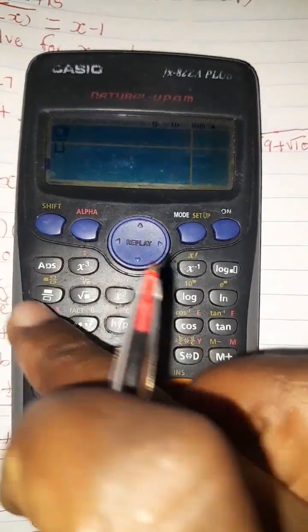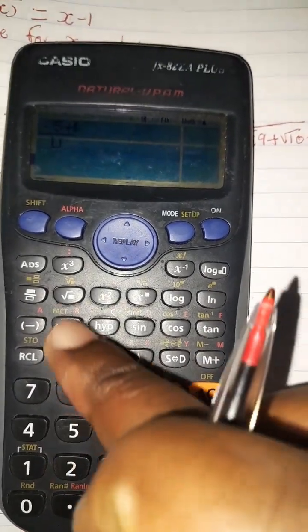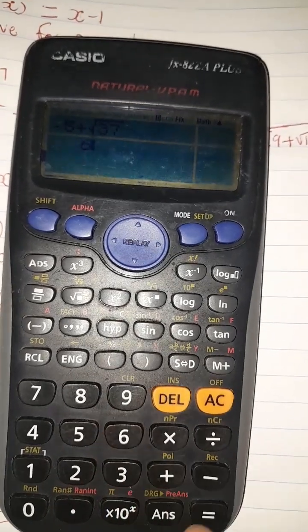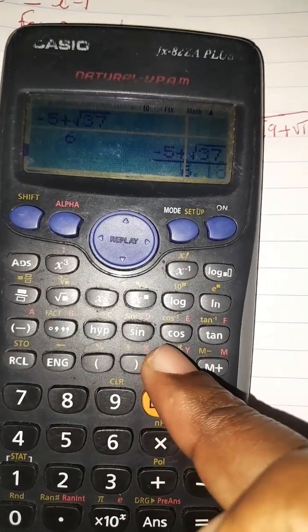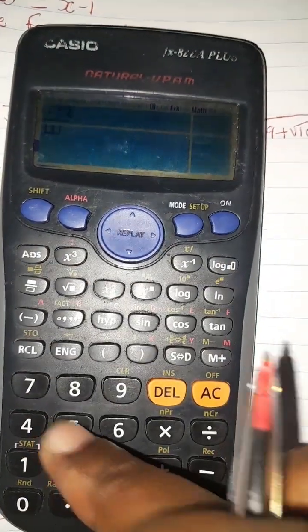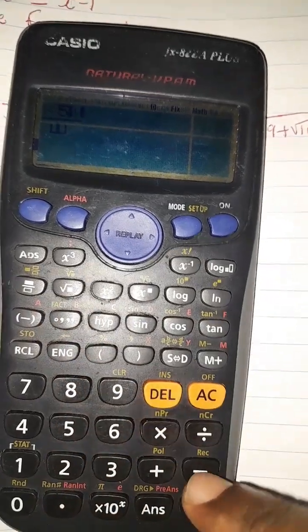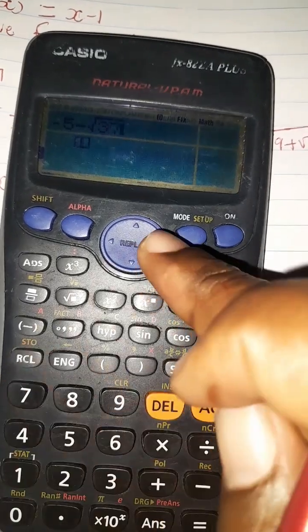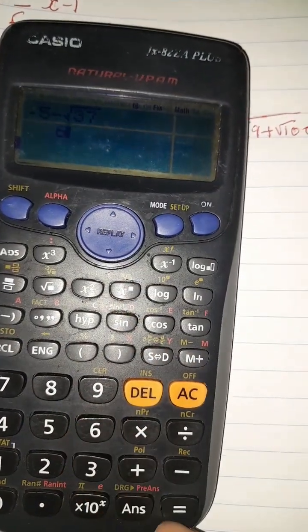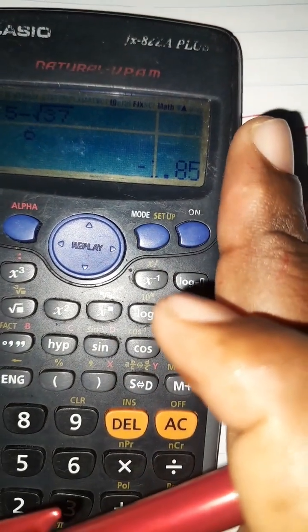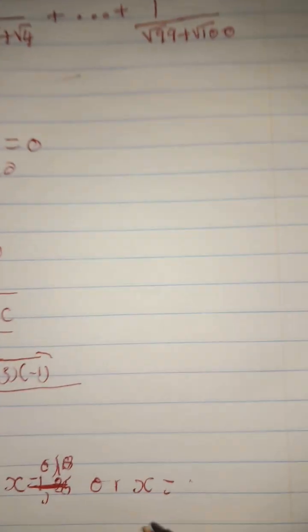Let's check the other one. That's minus 5 minus root 37, divided by 6. I did the same thing. I was supposed to say minus 5 minus root 37. I'm sorry for that. Divided by 6. What is that? Alright, we are having minus 1,85. Minus 1,85 is our solution in this case.